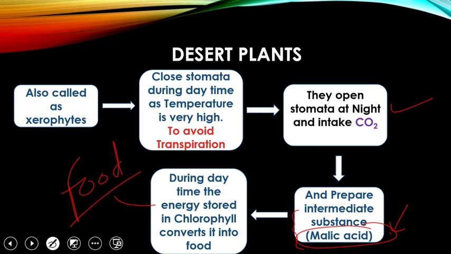What is formed at night? Intermediate substance. Just remember what that intermediate substance is. It is the 4 carbon compound malic acid. Not given in your book. If you remember, very good. And during the day, the stomata close. During the day, this intermediate substance utilizes energy from the chlorophyll and forms food. So this is how photosynthesis occurs in desert plants.